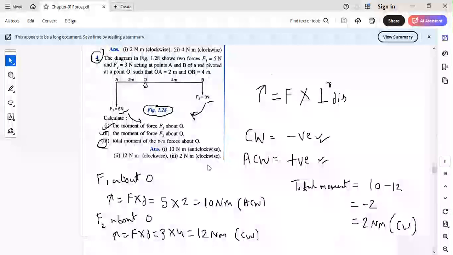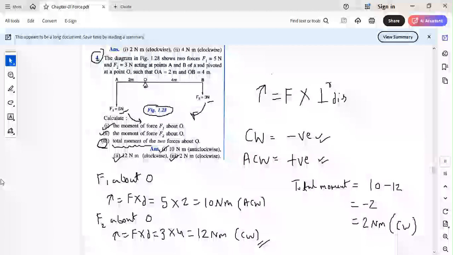So what is the total answer for this? The total moment of the two forces about O is 2 Newton meter clockwise, and we can check the answer key: 10 Newton meter anti-clockwise, 12 Newton meter clockwise, and 2 Newton meter clockwise. You can also add both of them, and whichever is greater minus the smaller one, and the rotation will be in the direction of the greater moment, which is clockwise. That is also another method. So this was question 4.